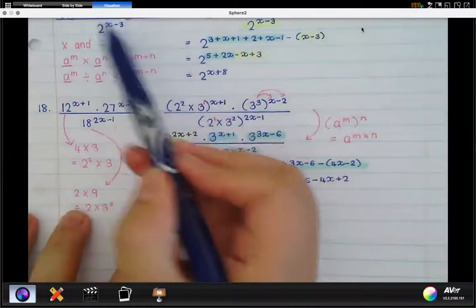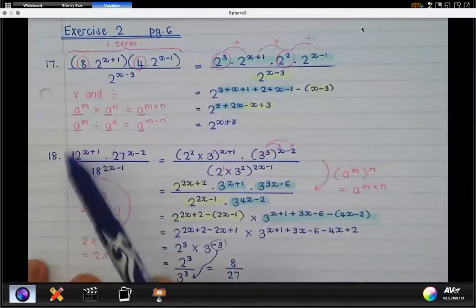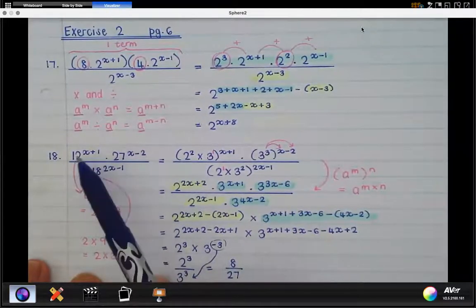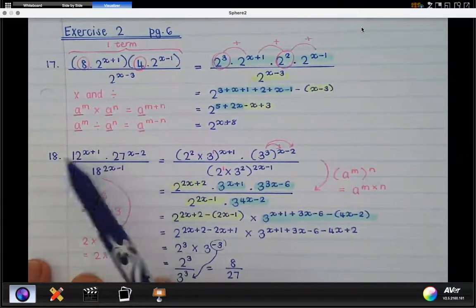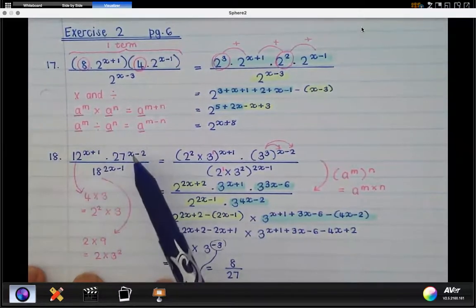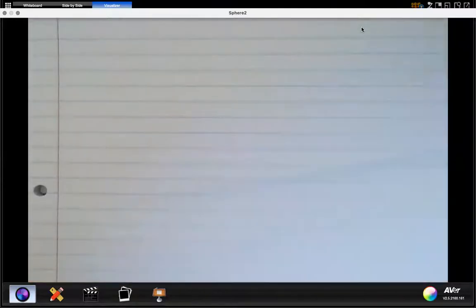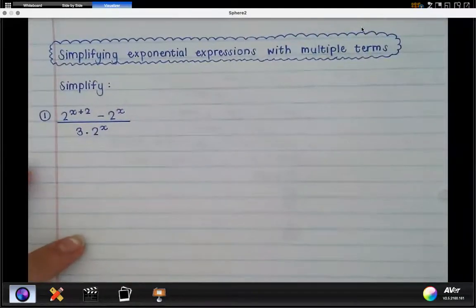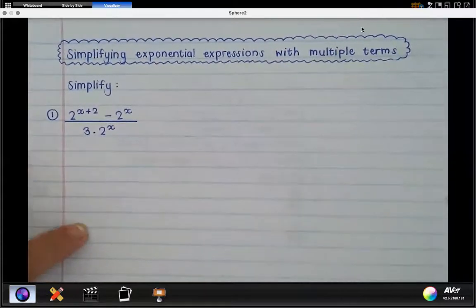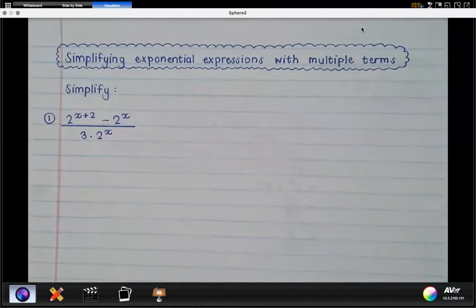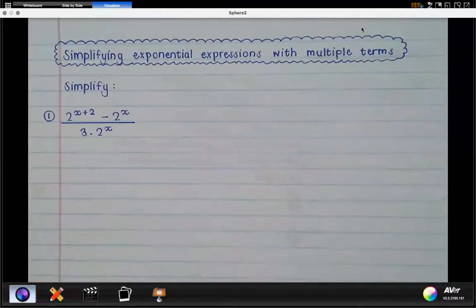When you have one term over one term. Right here at the top, we didn't write this down, but I hope we all agree that this is also just one term, because it's something multiplied by something else. So this is one term. At the bottom, we also have one term. Now we're going to learn how to simplify exponential expressions with multiple terms. So where you don't only have one term at the top and one term at the bottom, where in some cases you have multiple terms. You guys can just write down.